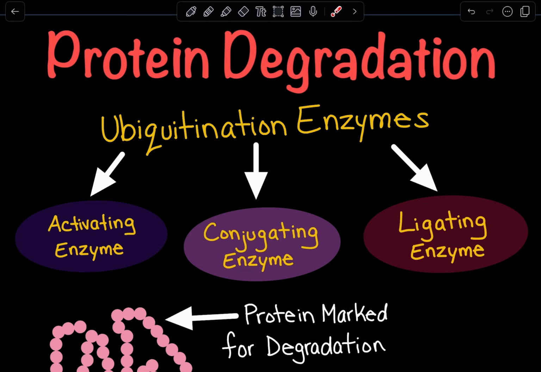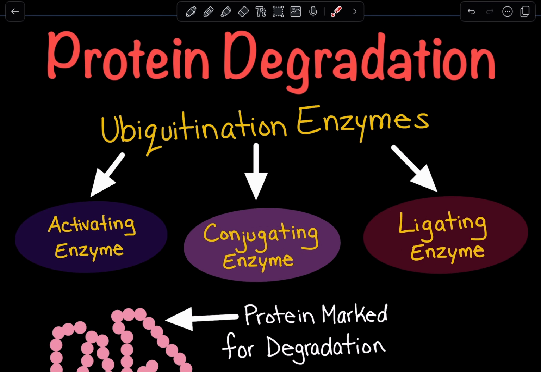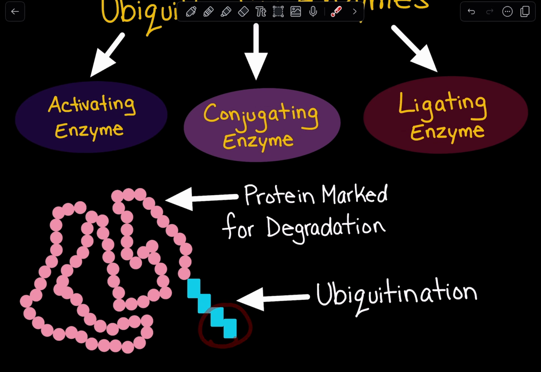And the way we can make note of which proteins are to be degraded, we can ubiquitinate those proteins. Now, ubiquitination is a process in which we take ubiquitin, which is a protein, and we attach it to our protein of interest. And this labels it for degradation. Now, there are 3 enzymes that are involved in ubiquitination. There's ubiquitin activating enzyme, ubiquitin conjugating enzyme, and ubiquitin ligating enzyme. And these 3 enzymes work in coordination with one another to add the ubiquitin to the protein we want to degrade.